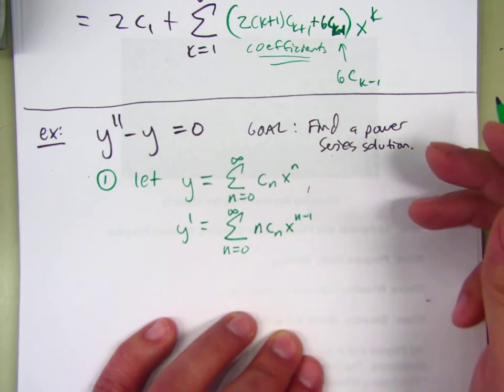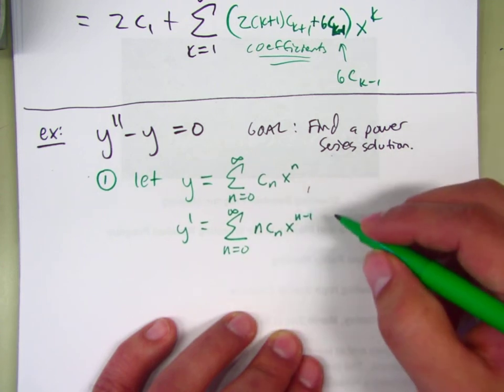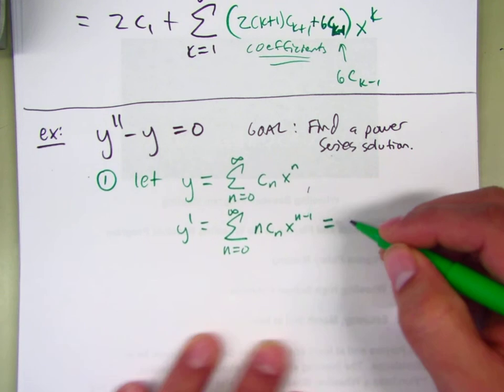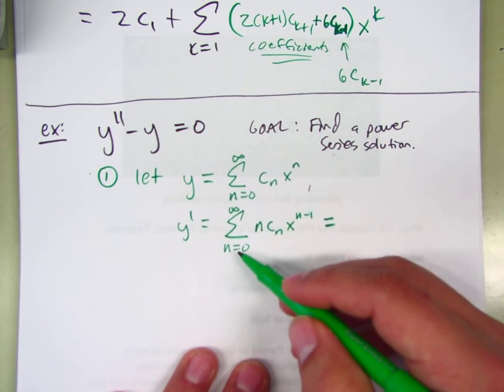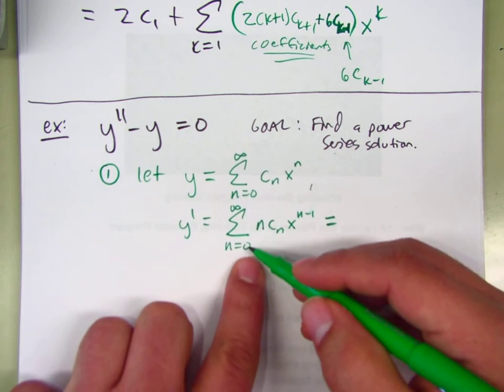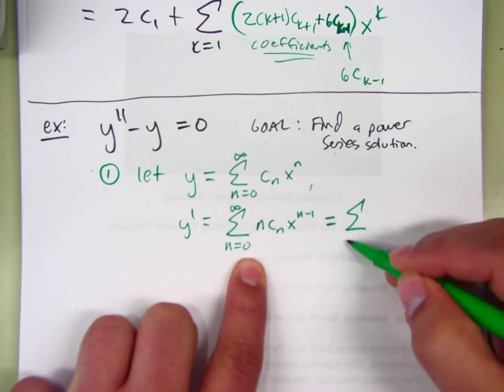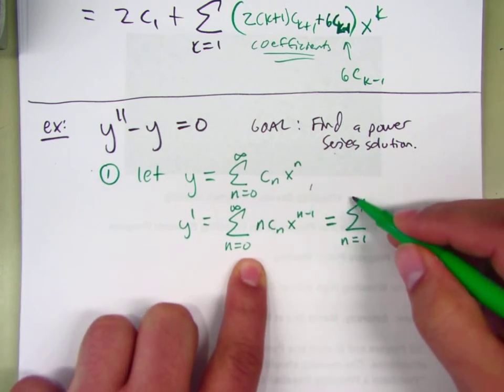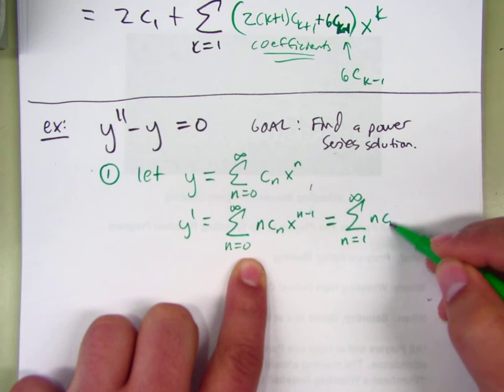There you go. Now we're going to go one term further. What happens if I plug 0 in for my first term? It's 0. So really, this is going to be the same as starting it at n equals 1. Does that make sense?